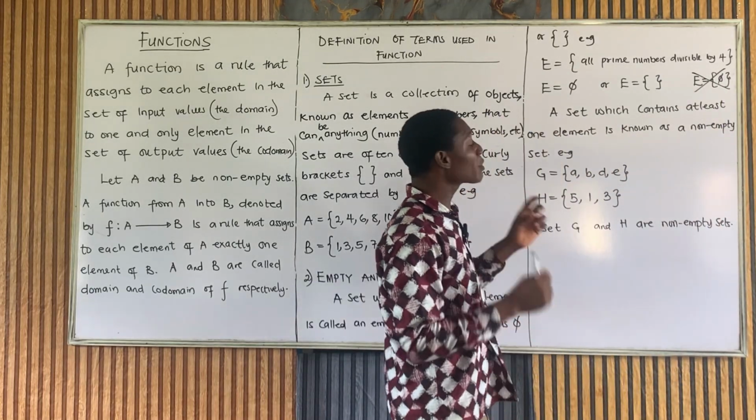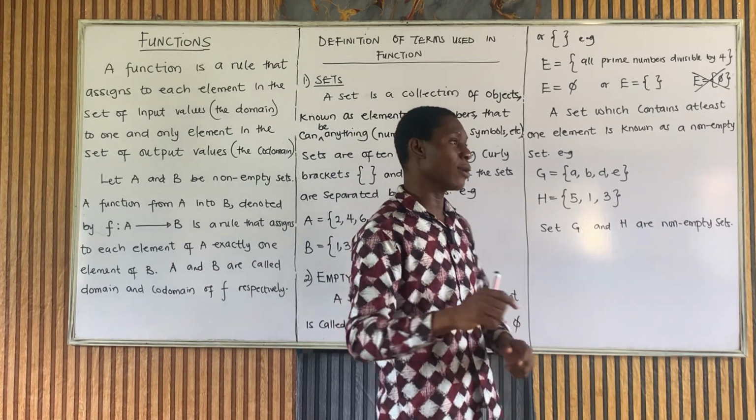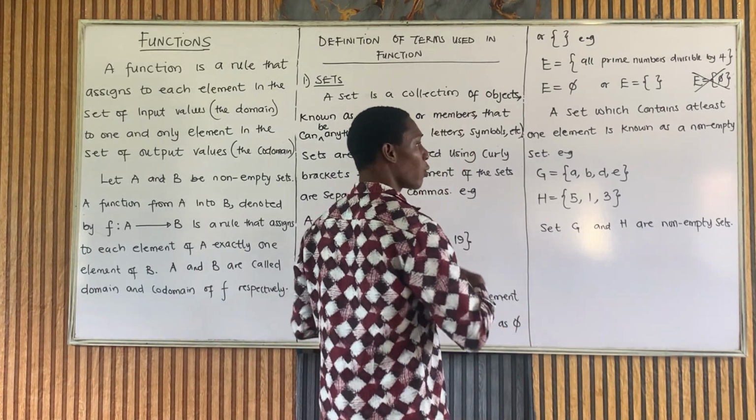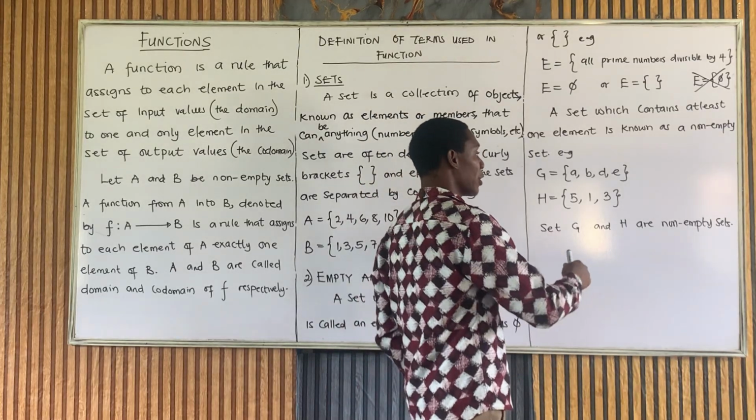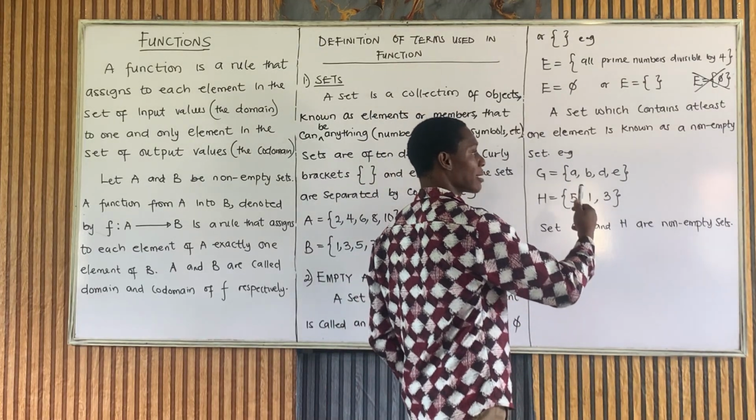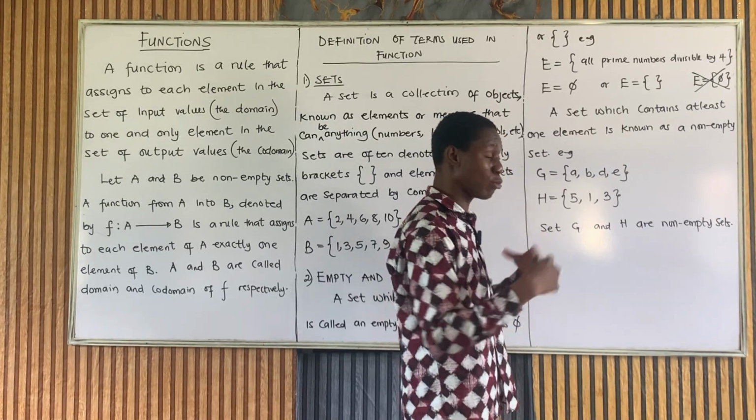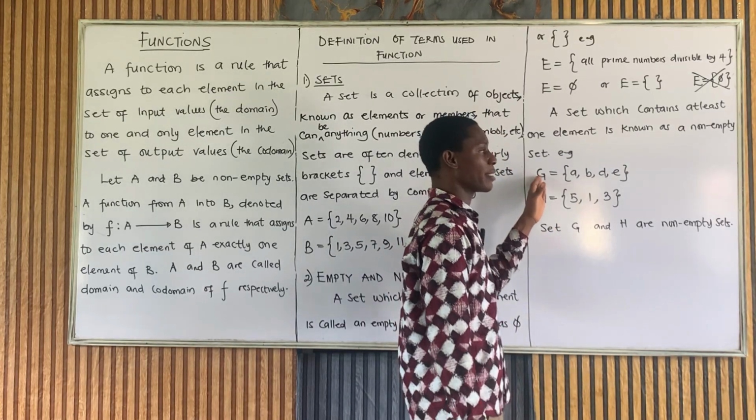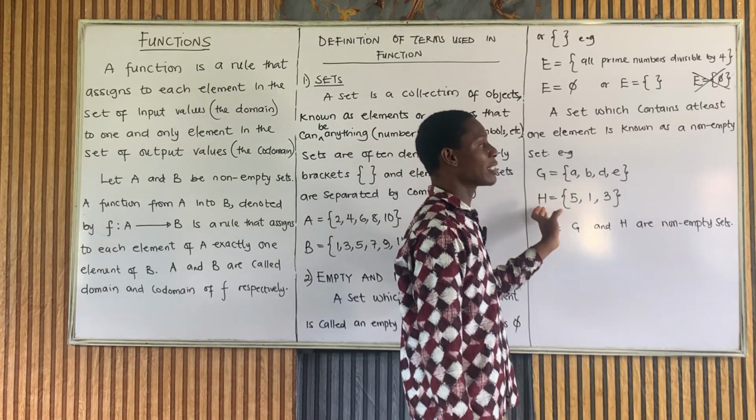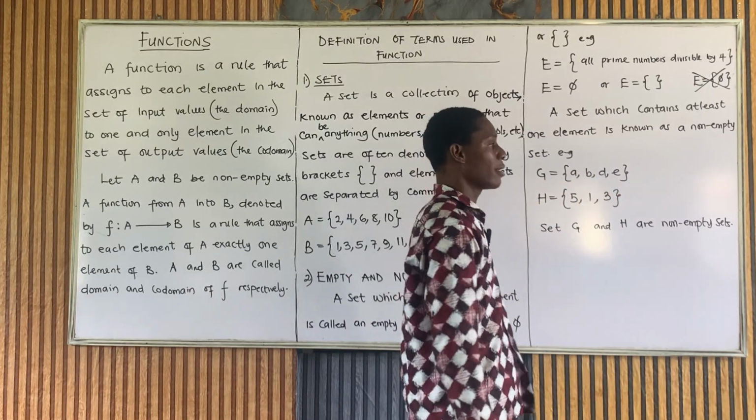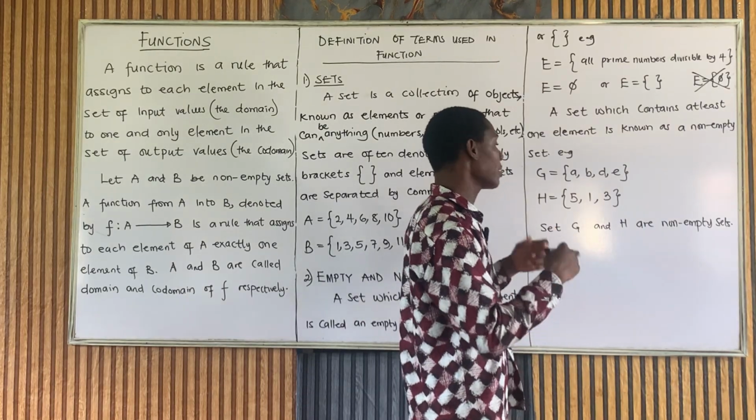A set which contains at least one element is known as a non-empty set. You often hear us use the words non-empty set and all that, but take note that this is what it means to say non-empty set or empty set. A non-empty set contains at least one element, and could be more than one. Look at set G, for instance. Set G contains 4 elements, and set H contains 3 elements. So sets G and H are non-empty sets.